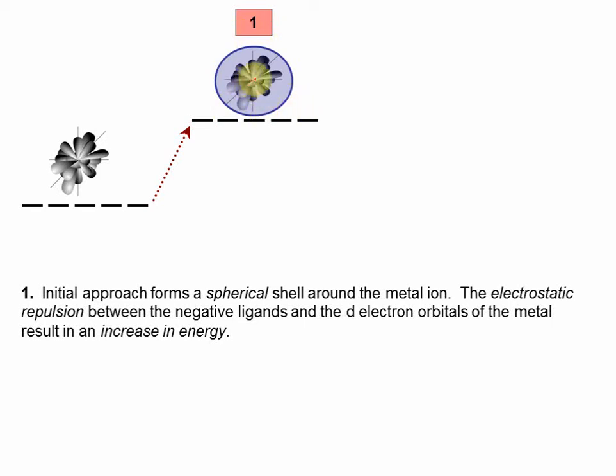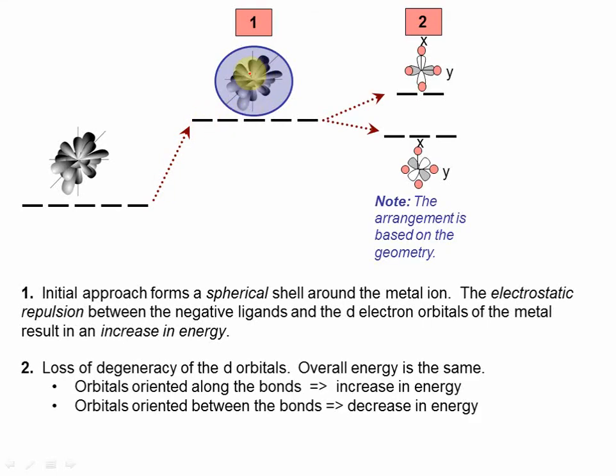Well, to relieve some of this, if there's not a lot of overlap with the d orbital and the ligand that's approaching it, those orbitals go down in energy. But if you've got good overlap with the ligand and the d orbital, those orbitals go up in energy. So orbitals oriented along the bonds increase in energy, and orbitals oriented between the bonds decrease in energy. But the overall energy is the same. So if we were to add up the energy between these five, where these three went down by some and these two went up, they have the same overall energy as these original five.